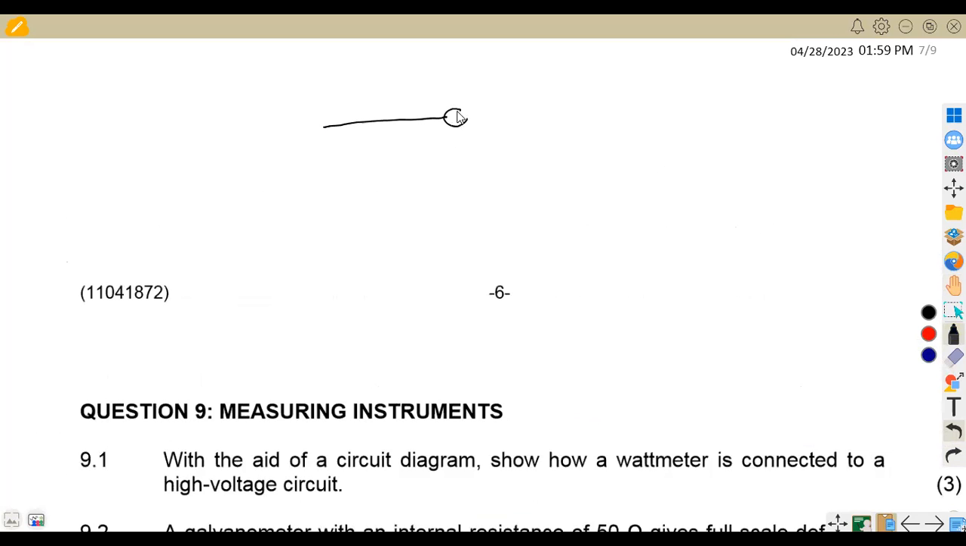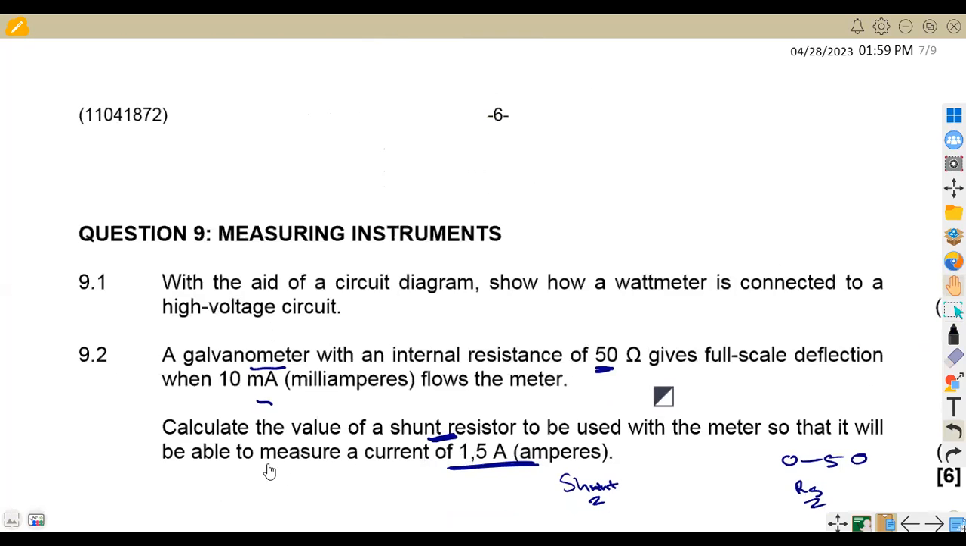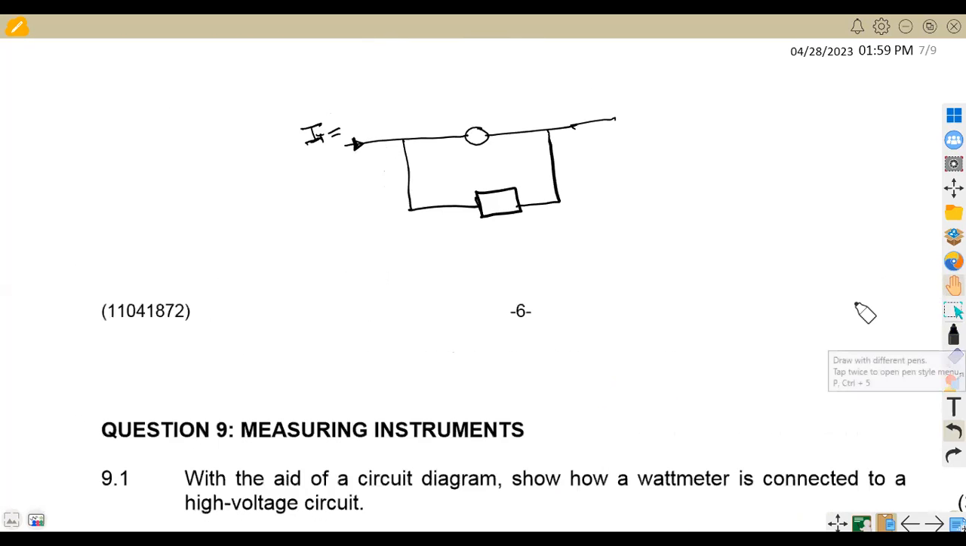So we have got the meter in this case, which is at full scale deflection. And now we have connected a shunt resistor in parallel to measure a current, which is the total current in this case that is going to be at this point. All right, so we have our total current to be measured, which is 1,5 here. It is to measure a current of 1,5 amps. So this is our total current of 1,5 amps.